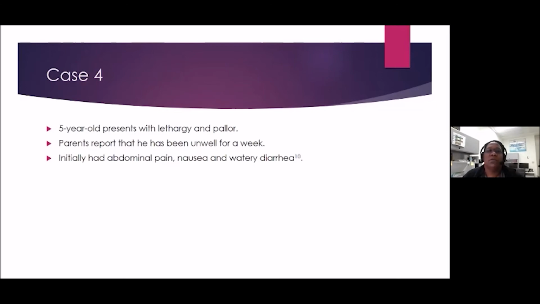Case 4. We have a 5-year-old that comes in, they're very lethargic and pale. The parents report that he's been unwell for a week. He initially, when this all started, had abdominal pain, nausea, and watery diarrhea.